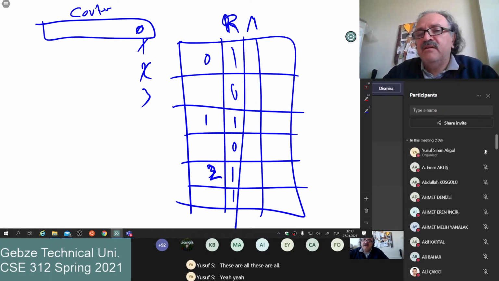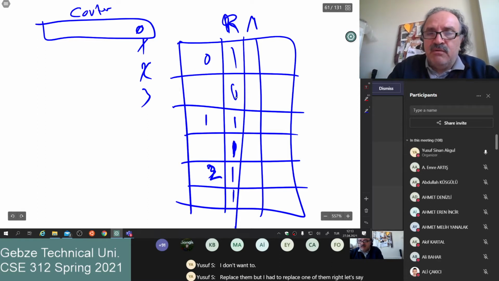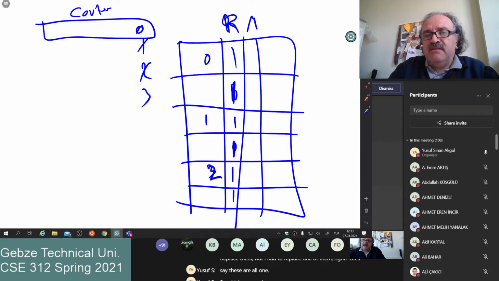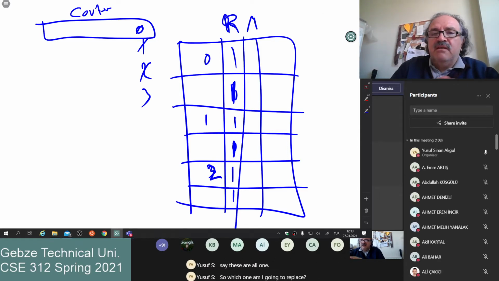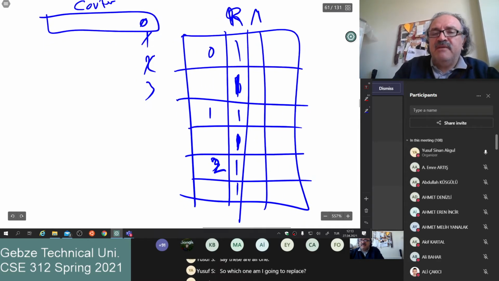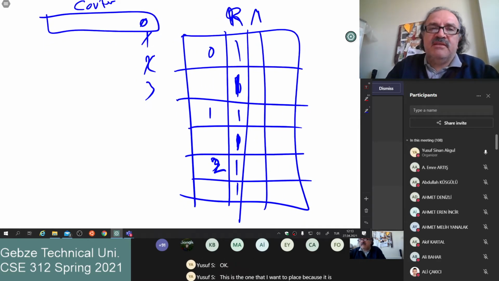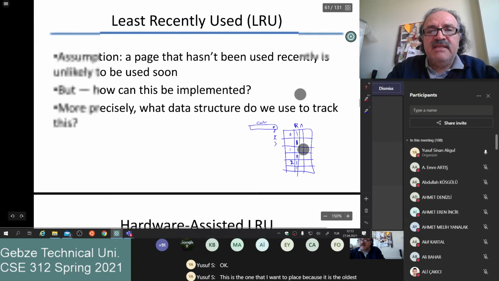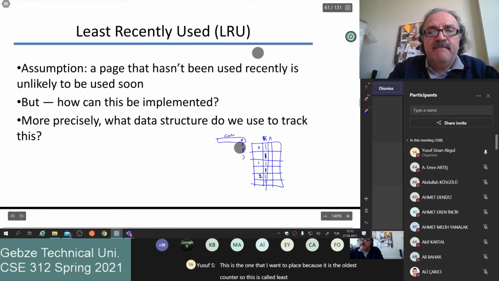If the R bit is one, I don't want to replace them, but I have to replace one of them, right? Let's say these are all one. So which one am I going to replace? This is the one that I'm going to replace because it has the oldest counter. So this is called the least recently used algorithm.